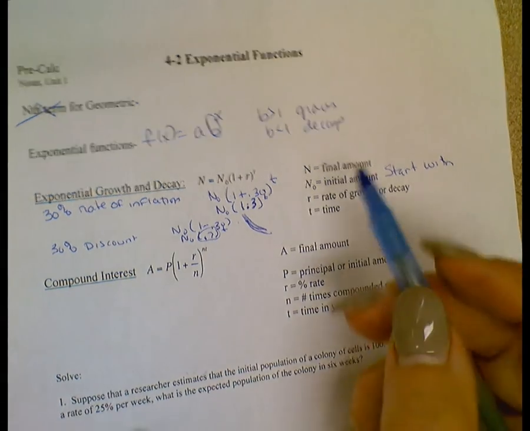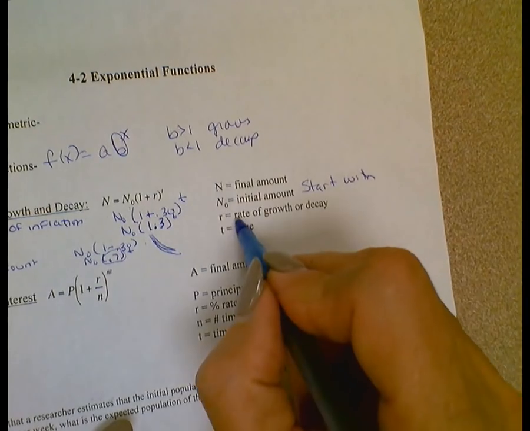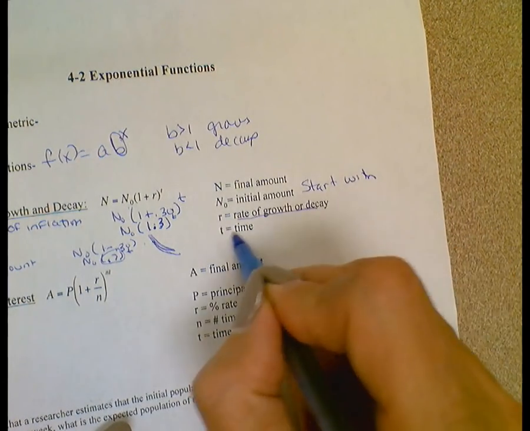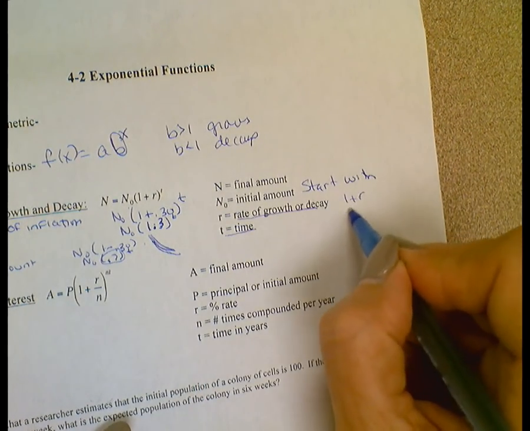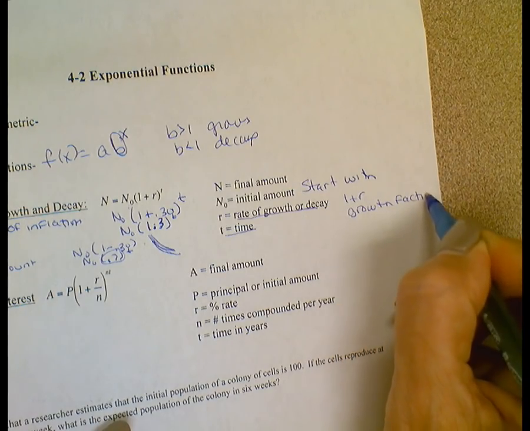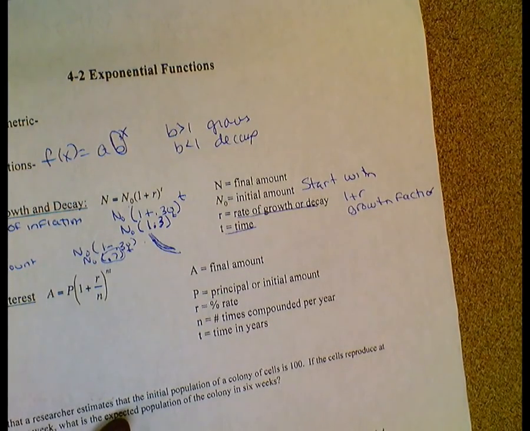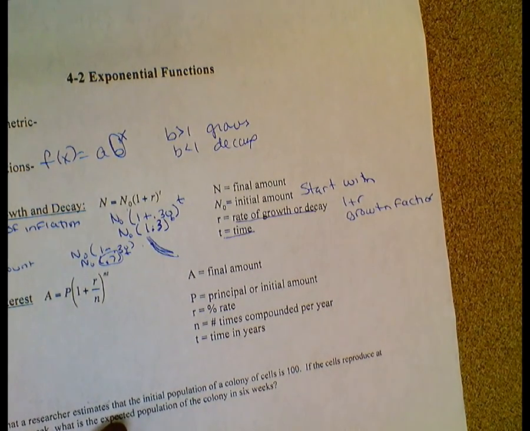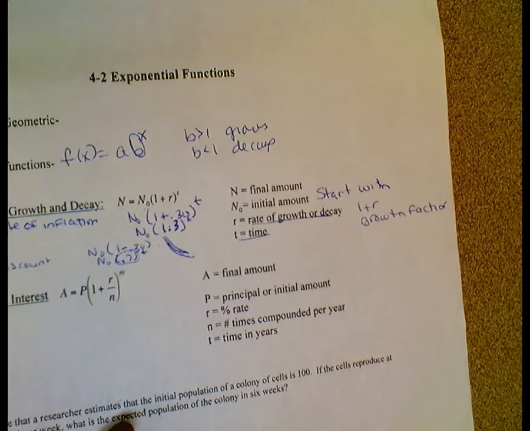So you're going to be looking for this 1 plus R. So R is called the rate of growth or decay. T is time, but 1 plus R is called the growth factor. Together, added to 1, is that bigger than 1 or is it less than 1? The growth factor. Are you going up? Or are you coming down? That's basically what you're doing.